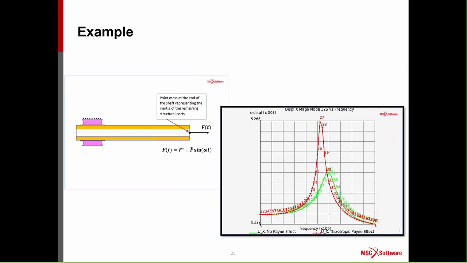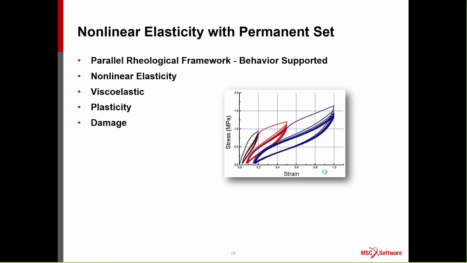So this was a particular example. It was a little bushing model, and again, you see that effectively there's this frequency shift and a nonlinear behavior. The next material model I really want to talk about is a nonlinear elasticity with permanent set.